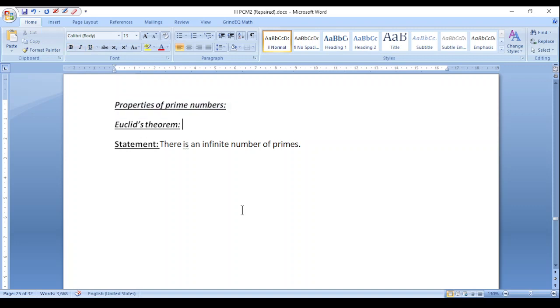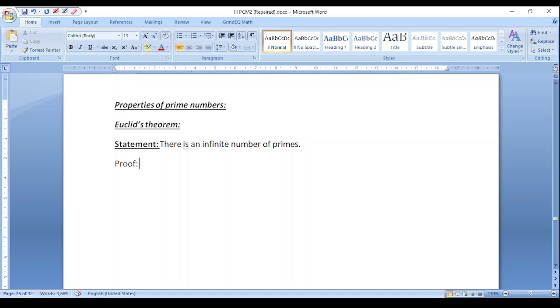Okay, so first we look at the statement of Euclid's theorem. The statement is very straightforward to look at. It says that there is an infinite number of primes. That is to say that if you start counting the primes, there is absolutely no limit to the number of primes, so that the number of primes is infinite. Or in other words, you can also say that there is no such thing called the largest prime number, right? It's equivalent to saying that there is an infinite number of primes. Okay, we're going to prove this using the method of contradiction as follows.